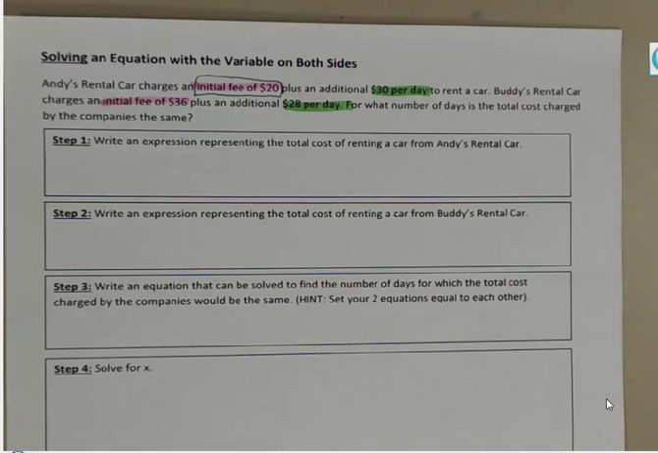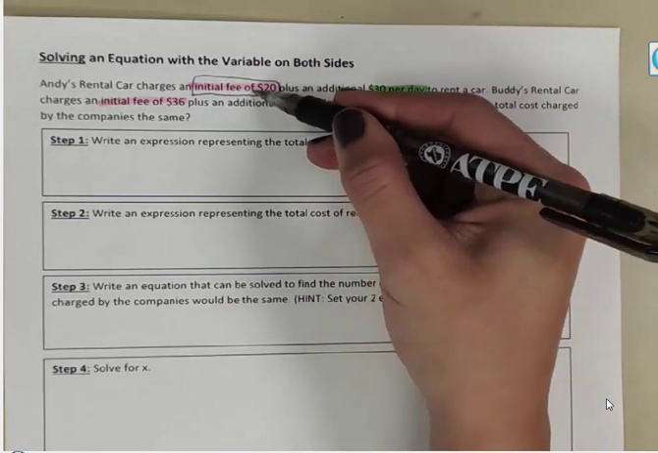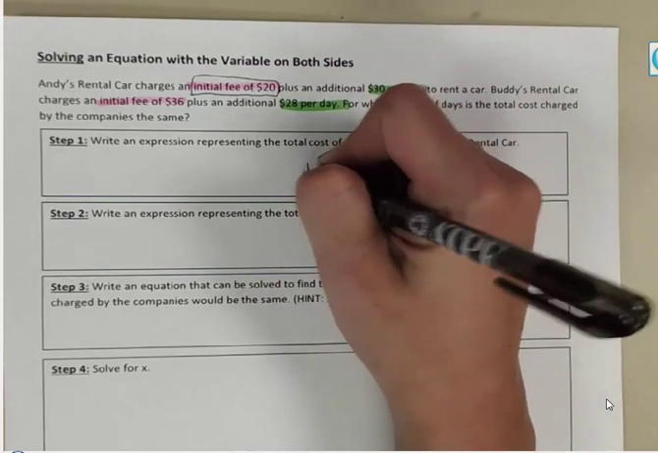Okay, so when we're doing variables on both sides, this is a good way to model real life situations. So step 1 says write an expression representing the total cost of renting a car from Andy's rental car. Well, Andy's was the first one, so I know an initial fee. When I hear initial fee, I know that's kind of like my y-intercept.